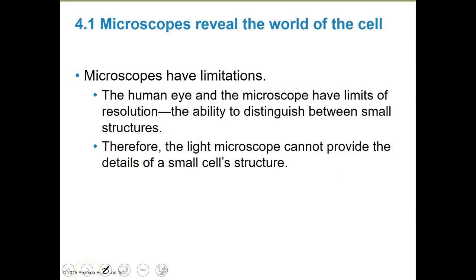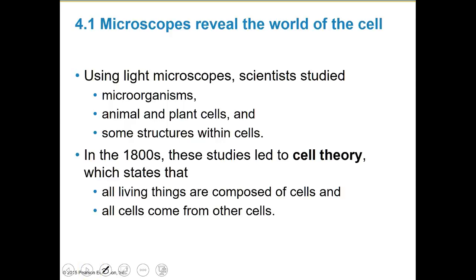All right, so microscopes do have their limitations though. The human eye and the microscopes have limits of resolution as to how easily you can tell two things apart. Therefore, a light microscope can't provide details of the small cell structure. It can give us some important things, and we'll actually practice this. Microscopes are a really important thing to note, so we will make sure that we have time. I'm trying to work it into two separate days, so we have plenty of time to work with the microscopes and get comfortable with them, because that's a skill that we need as biologists. Amateur or whatever, we need the microscope skills.